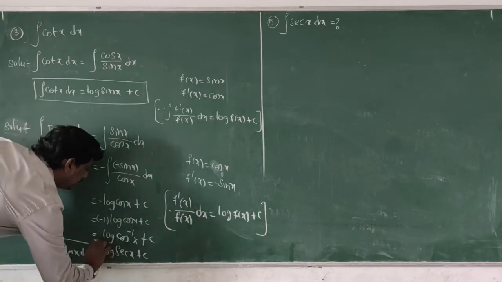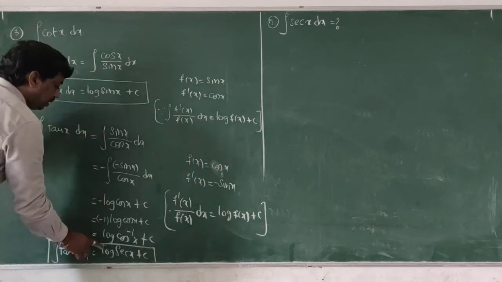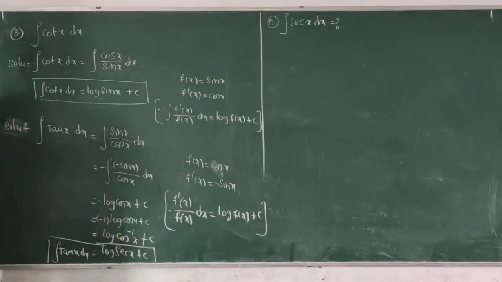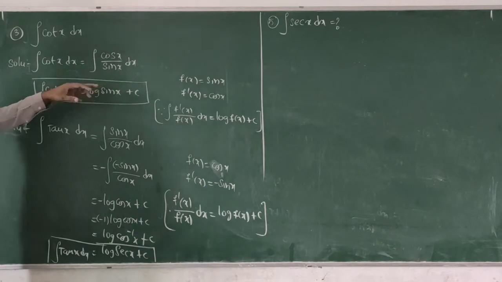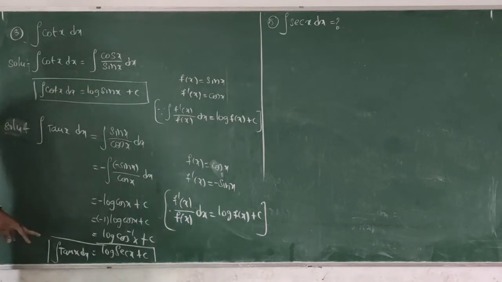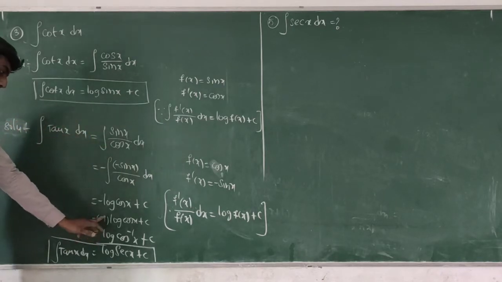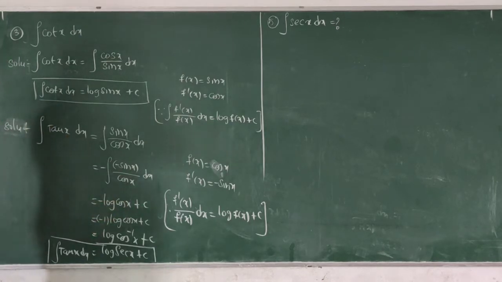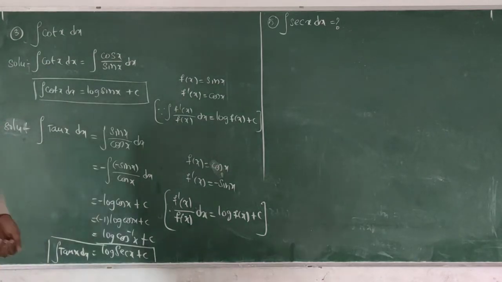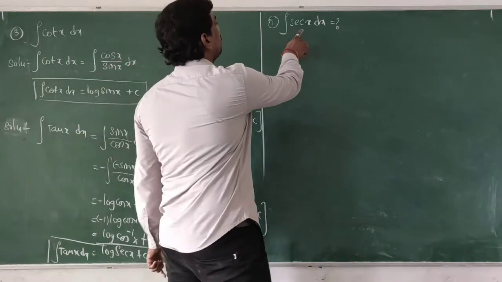Remember these two formulas, they are most important. Integration of cot x dx is log sin x plus c. Integration of tan x dx is log of secant x plus c. In other words, that can also be written as minus log cos x plus c, but in many places we write log secant x only. Understood? Right.